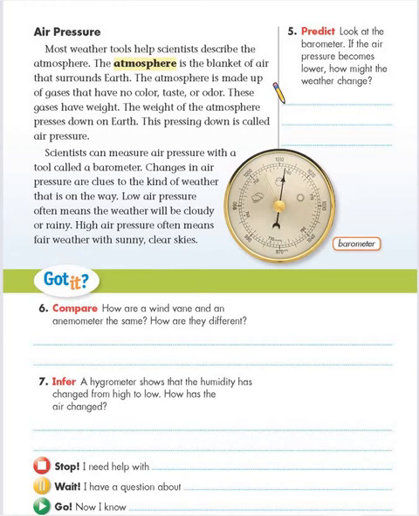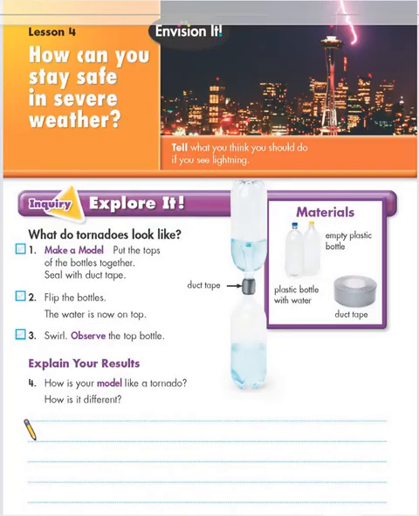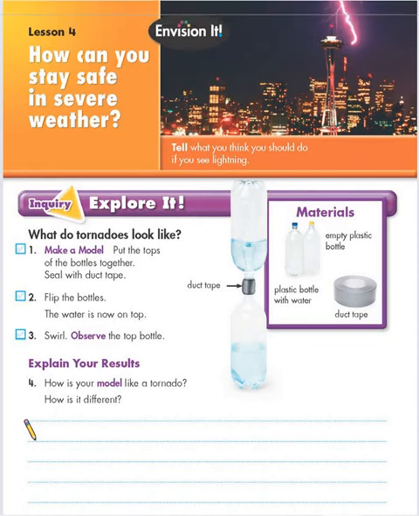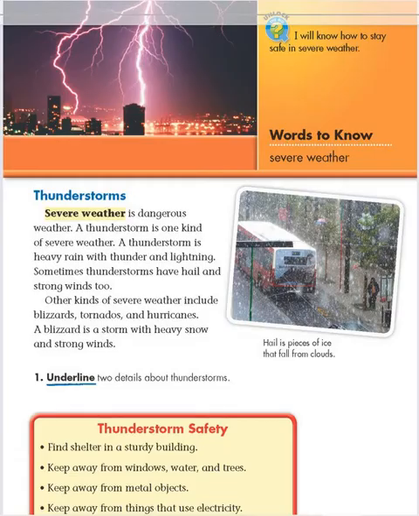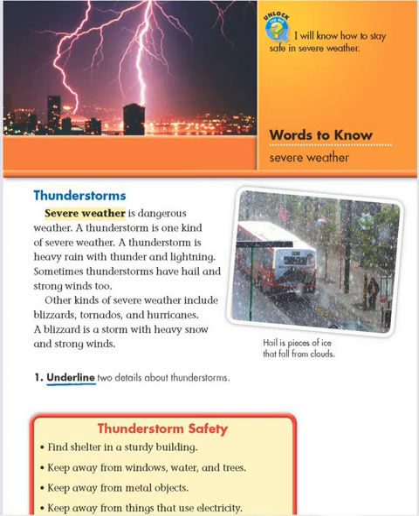Now we are going to review lesson 4. Lesson 4 is talking about how you can stay safe in severe weather. Severe weather means dangerous weather, some weather patterns or features that can cause very huge damage and harm people and animals and objects and so on, and trees. First of all, thunderstorms. Thunderstorms mean heavy clouds, heavy rain, maybe heavy snow, lightning and thunder.